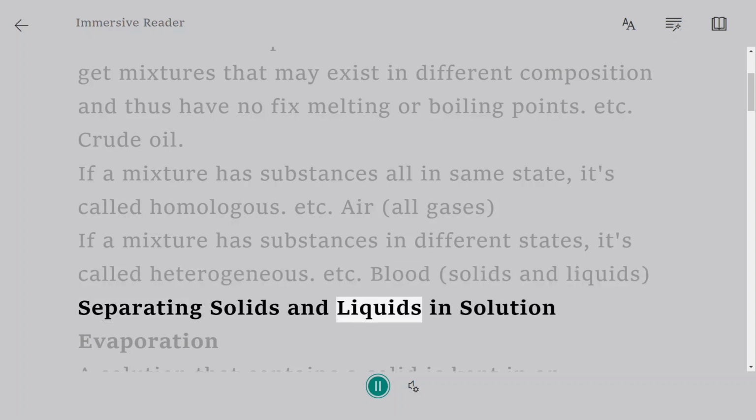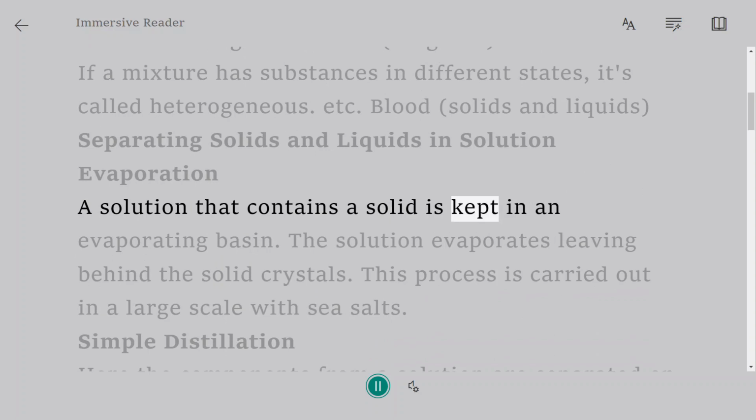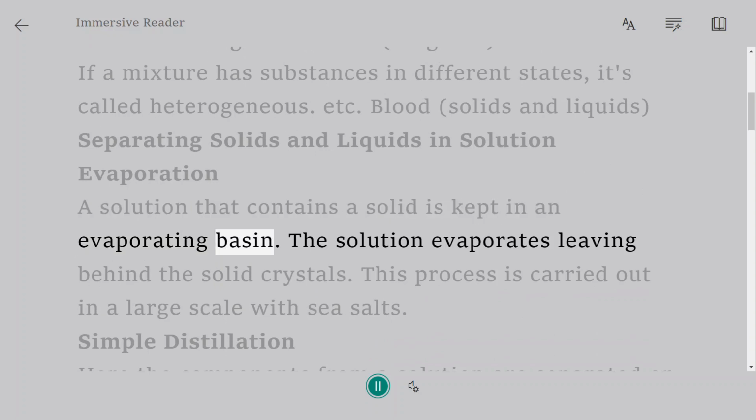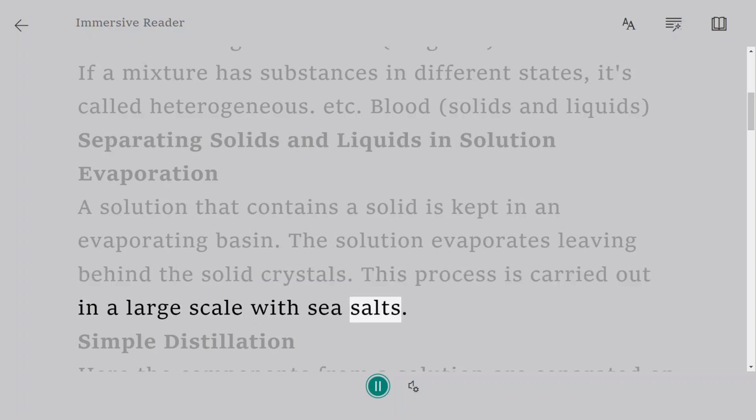Separating solids and liquids in solution. Evaporation. A solution that contains a solid is kept in an evaporating basin. The solution evaporates, leaving behind the solid crystals. This process is carried out on a large scale with sea salts.